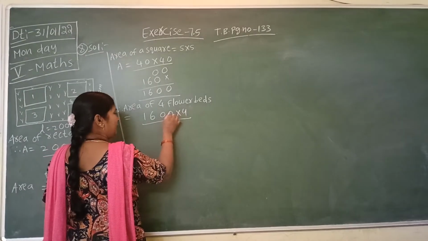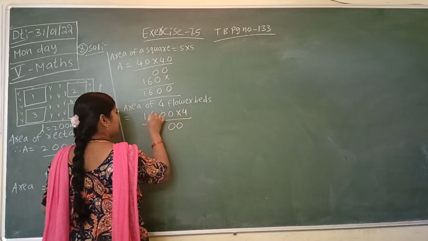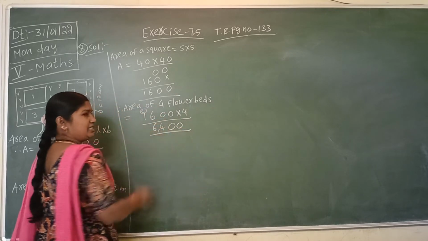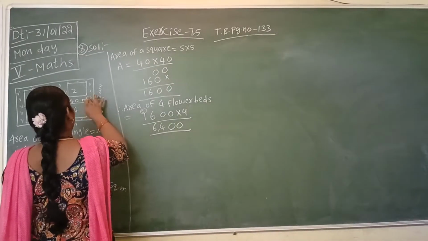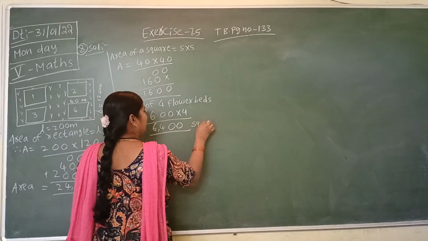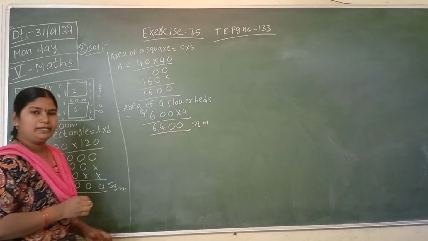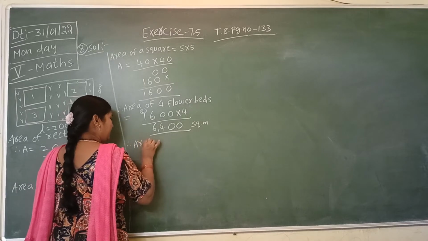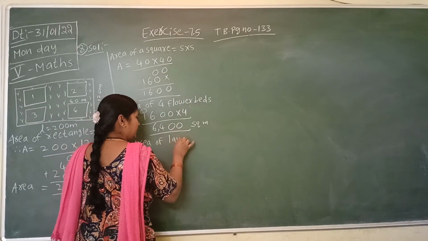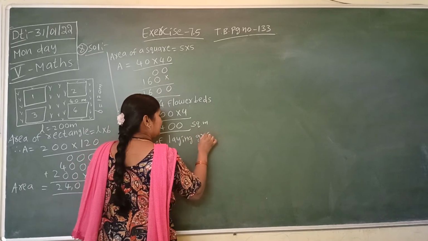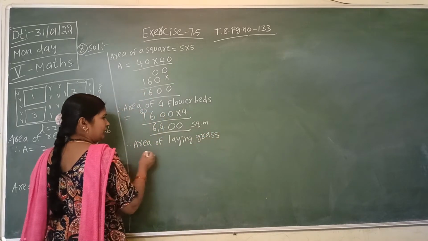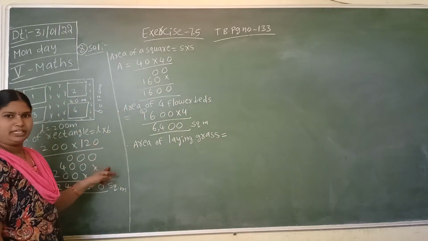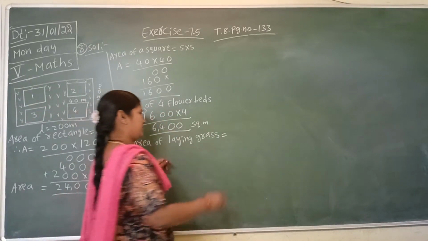4 into 0, 0. 4 into 0, 0. 4 6's are 24. 4 1 is 4 plus 2, 6. The answer is 6400 square meter. Now you have to find out the area of laying grass. Therefore, area of laying grass equal to, you have to do the subtraction of area of rectangle minus area of 4 flower beds.